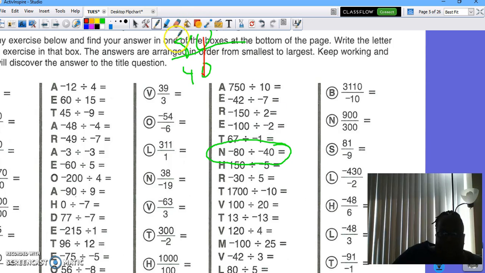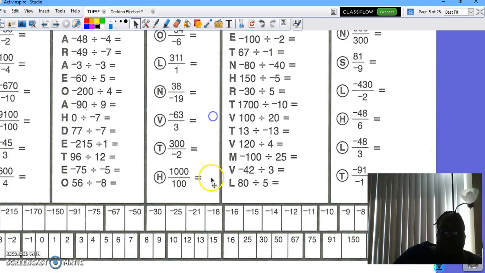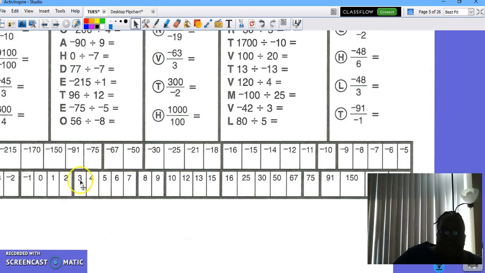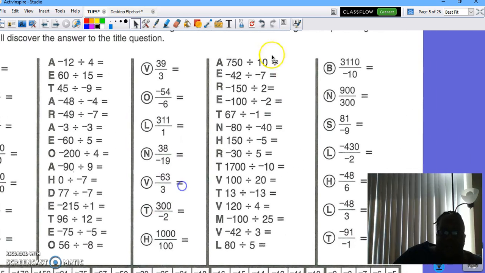So really all I'm looking at is 8 divided by 4. 4 will go into 8. 8 divided by 4. Same thing. How many times will 4 go into 8? 2. My answer is 2. Voila. Okay, let's do that one again. Let me find another one like this.